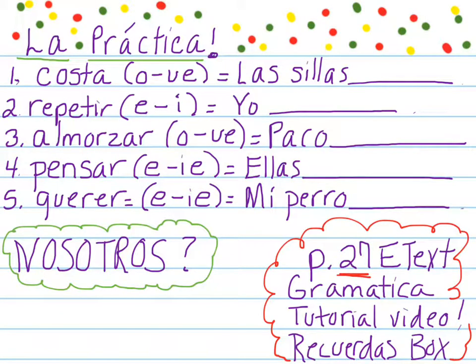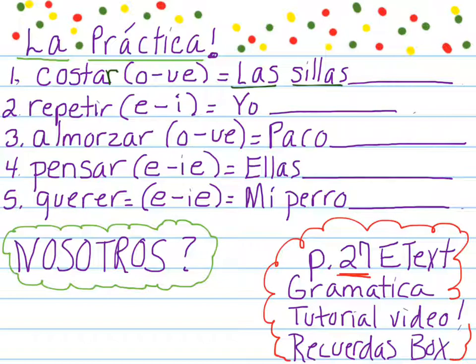Okay, let's practice. Yay! Okay, so costar. Oh, you know what? This is supposed to be costar. I knew that looked funny. Okay, that's the verb costar. That means to cost. Okay, and we're going to say the chairs cost. The chairs cost. Now, I have las sillas already, the chairs, and that means they.